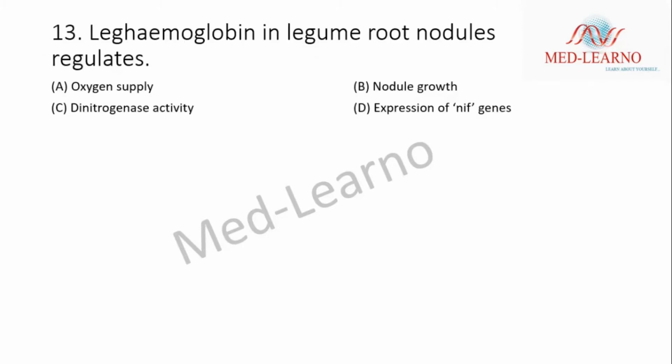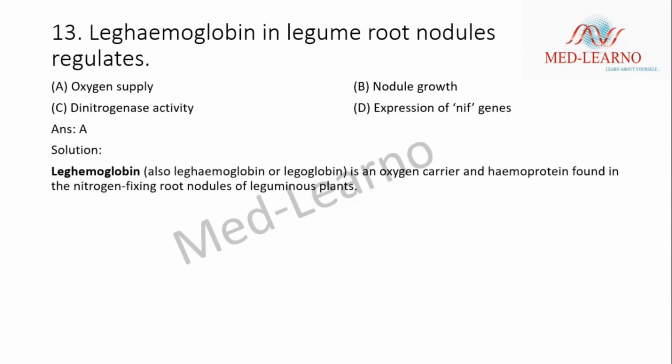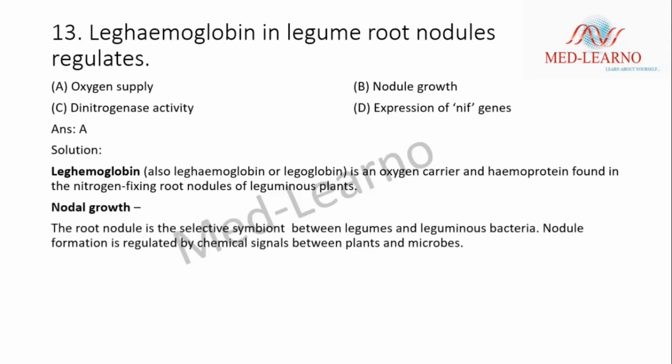Leg hemoglobin in legume root nodules regulates oxygen supply, nodule growth, dinitrogenase activity, or expression of NIF genes. Answer is option A, oxygen supply. Here, leg hemoglobin, also called legoglobin, is an oxygen carrier and heme protein found in the nitrogen-fixing root nodules of leguminous plants. The root nodule is a selective symbiosis between the legumes and leguminous bacteria.